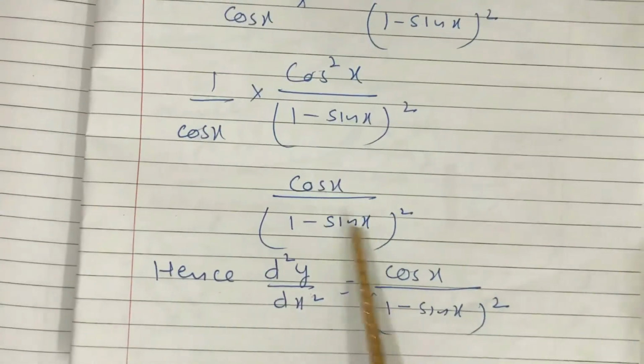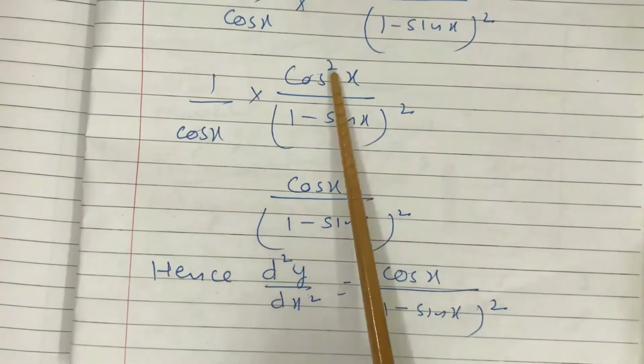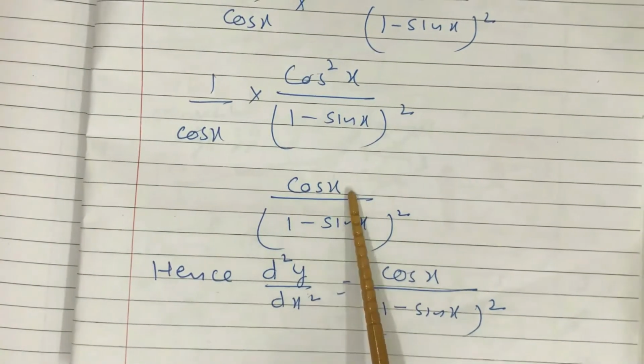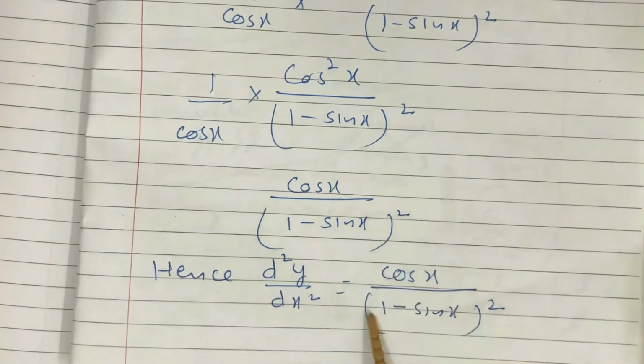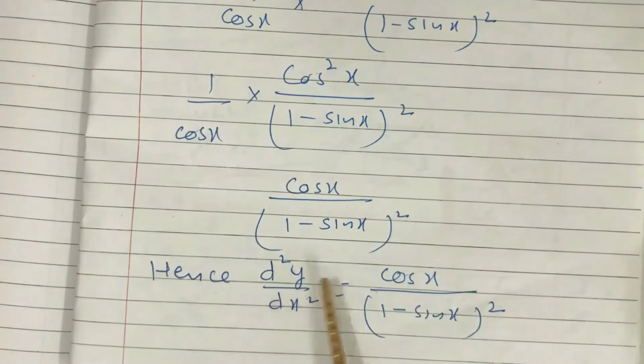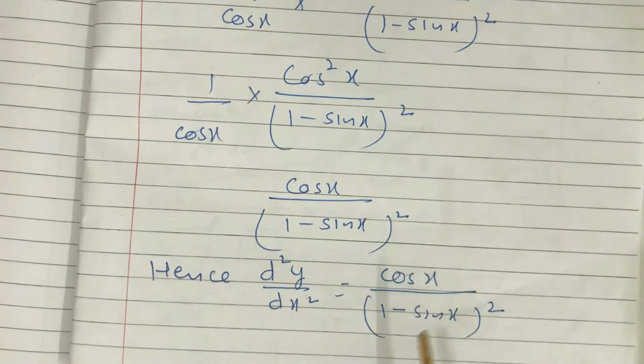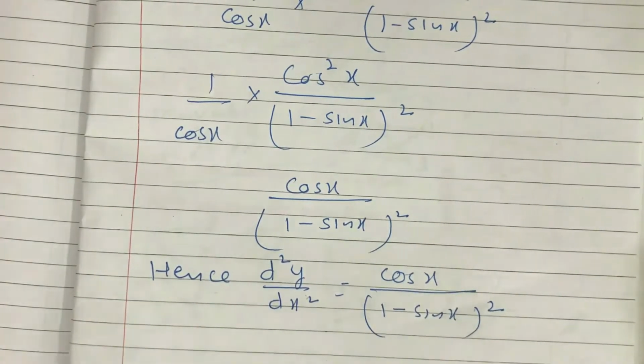So this is equal to cos x. This cos x and this cos x are cancelled. We will have cos x upon (1 minus sin x) whole square. And this is what we wanted to prove. So d square y upon dx square is equal to cos x upon (1 minus sin x) whole square.